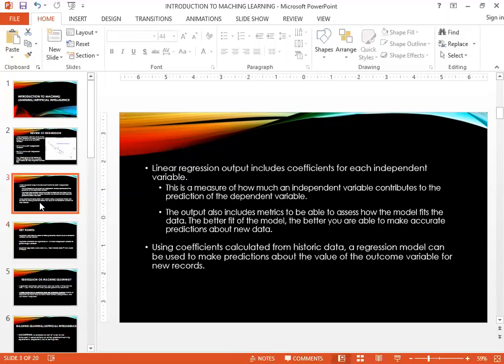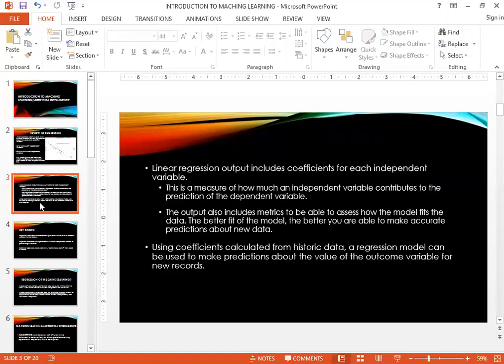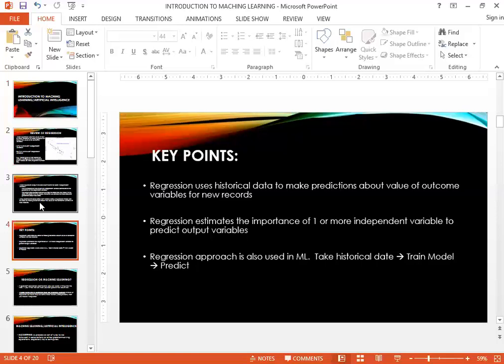So I'm not going to go too much into detail on regression, because you can read up a little bit more about it, and I know that you already have a background on regression to a certain extent. But the main point of regression is that you are looking at historical data that has already happened in the past, to make predictions about the value of an outcome of variables for new records. So you're looking at previous data, analyzing it, looking for relationships within that data, and then making a prediction for the future.